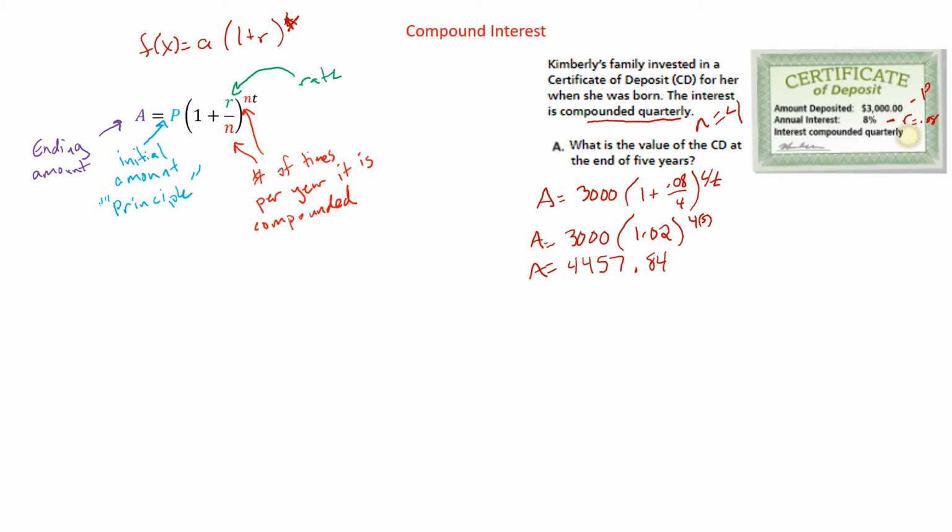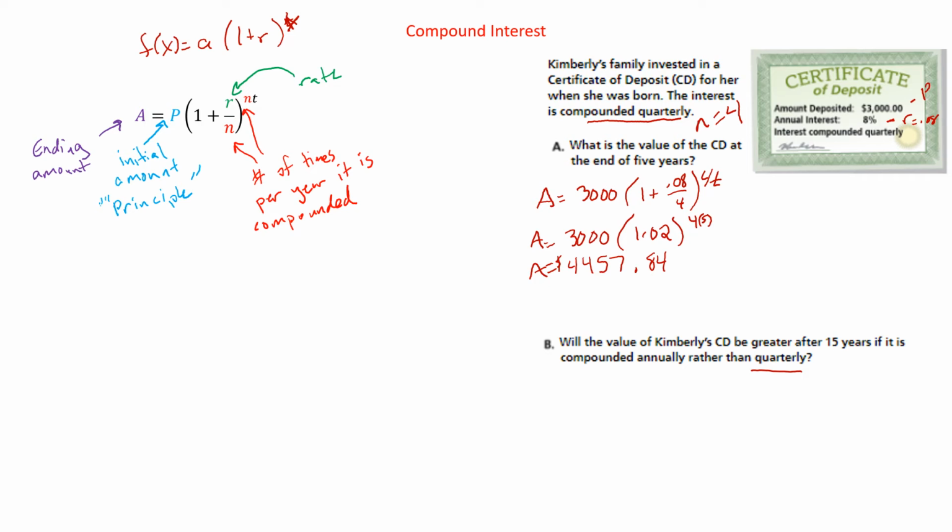So at the end of 5 years, it'll be worth $4,457.84. So it has earned $1,457.84 in 5 years. And then, will the value of Kimberly's CD be greater after 15 years if it is compounded annually rather than quarterly? And the answer is no. Quarterly will make it get bigger faster. We could find it after 15 years, but let's find it annually just after 5 years so that we can compare it to the value that we just found.